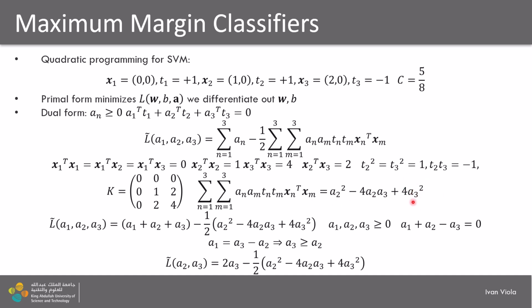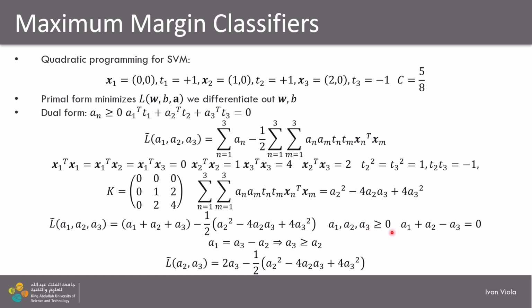So this is the outcome of this term, and then we have this other term, which is calculated as a1 plus a2 plus a3, and that will give us the Lagrangian formula. Then we also have our constraints, which say that a1, a2, and a3 have to be bigger than or equal to 0, they cannot be negative.